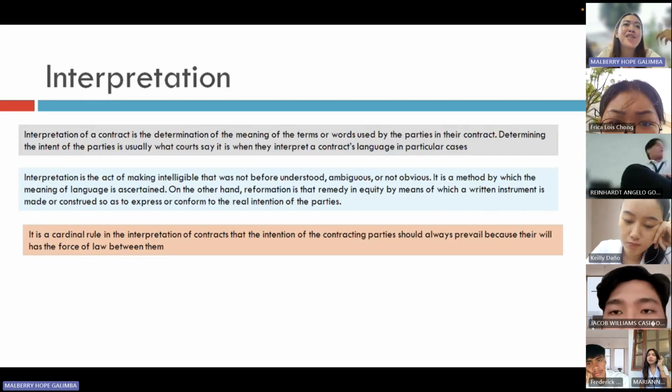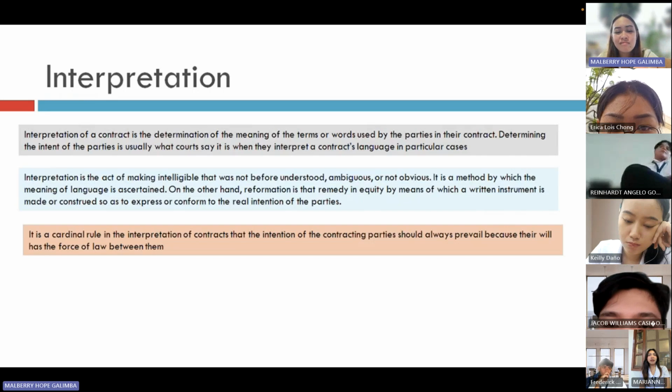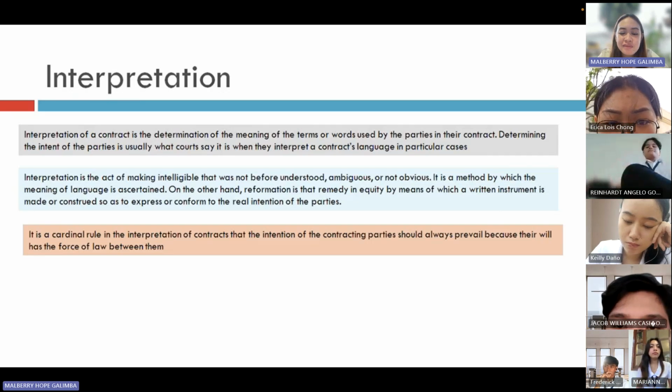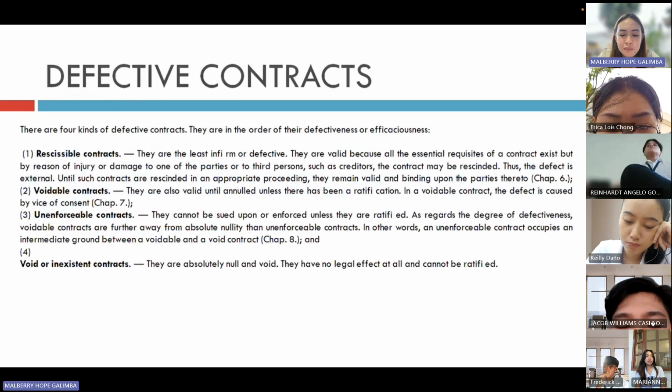And interpretation can also be done when there is an issue in that contract. You go to court. The court may interpret the contract for the parties. Such as if a contracting party files for an annulment of a contract, then the court will interpret that contract. Or if there is an issue as to the payment of interest, or as to the remedy of the party, as to the rights of the debtor or creditor, then the court may interpret the contract for the parties.